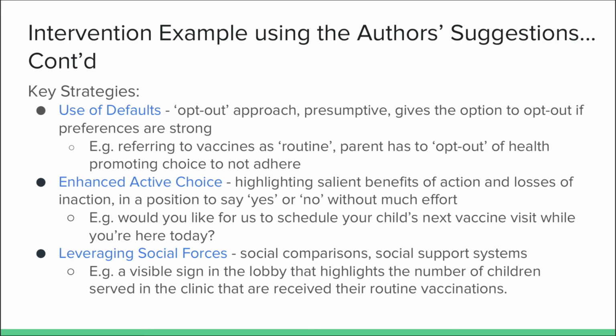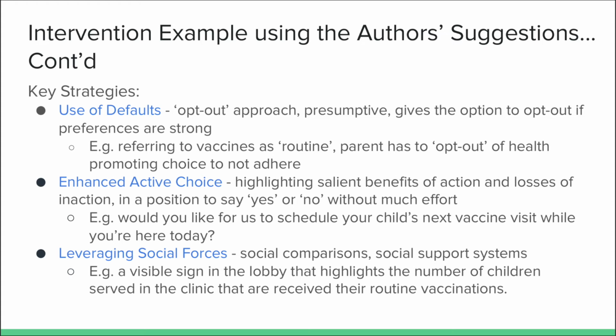The third behavioral economics strategy is enhanced active choice. This strategy aims to present individuals with a question in which they can respond yes or no without having to give it too much thought. Enhanced active choice can be used to highlight relevant benefits to taking the action or the losses related to inaction. According to the article, enhanced active choice can be effective for health actions that involve commitment and long-term rates of adherence. This can be specifically applied to vaccine adherence, which is not just a one-time health interaction or need.